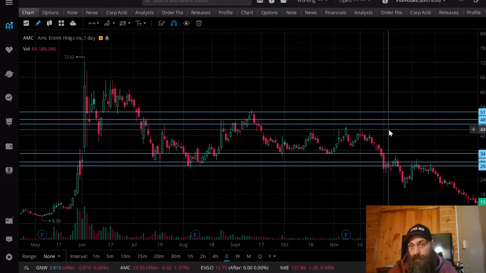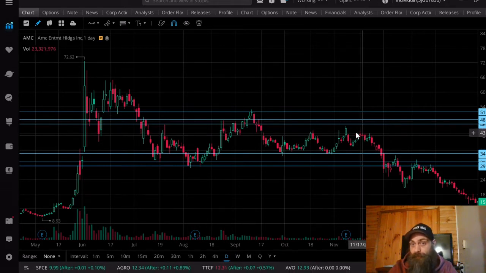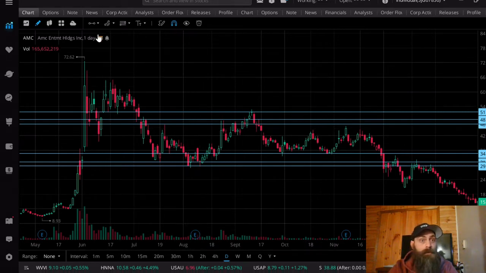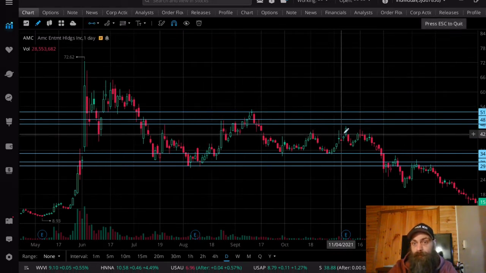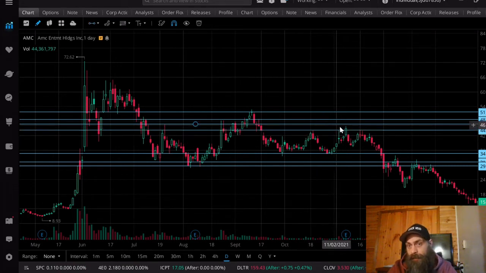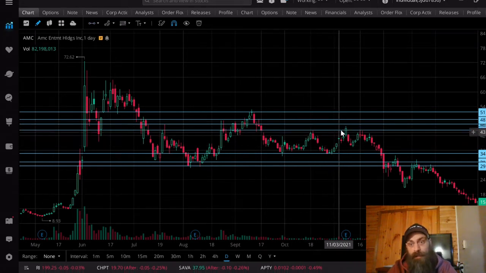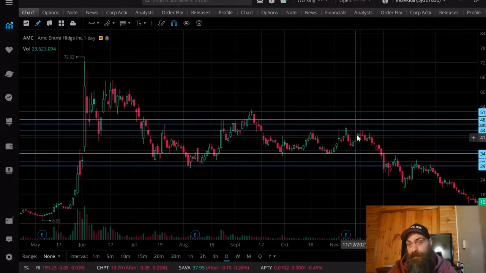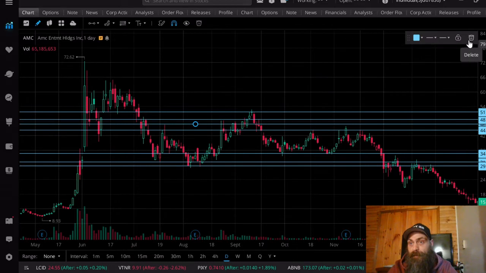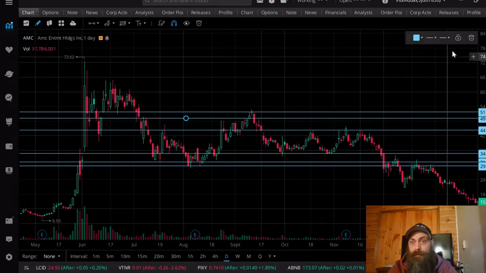Okay, and then we also have a new area of resistance in there. You can see it bounces off this line here multiple times. We'll draw a line there. Okay, and seeing as we're down in this area and we haven't broken this resistance, for now, let's get rid of these lines.